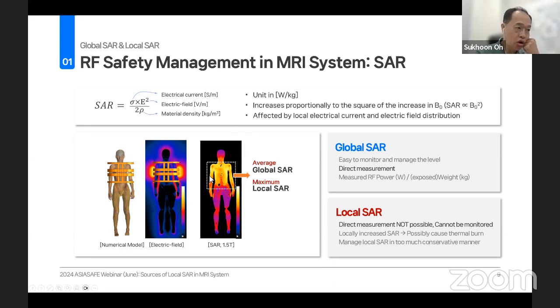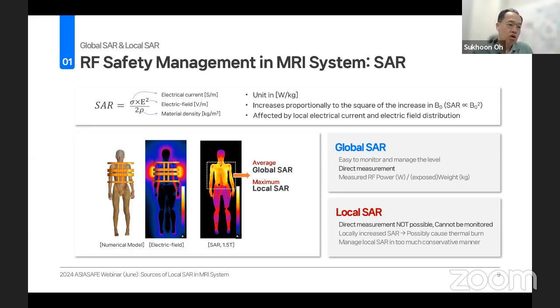Now, I will explain SAR separately into global SAR and local SAR. Firstly, the global SAR is a kind of averaged SAR within a given volume. It can be easily measured with some RF electronics during any MR scan, not by estimation, but by direct measurement. On the other hand, the local SAR is a maximum SAR within a given volume. Local SAR cannot be measured or monitored. Therefore, it can only be estimated by numerical simulation.